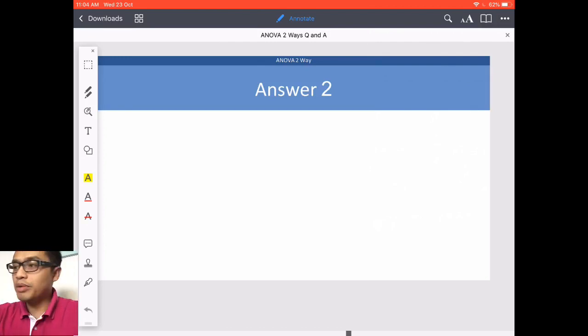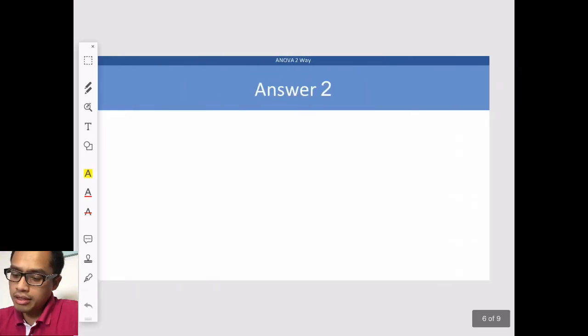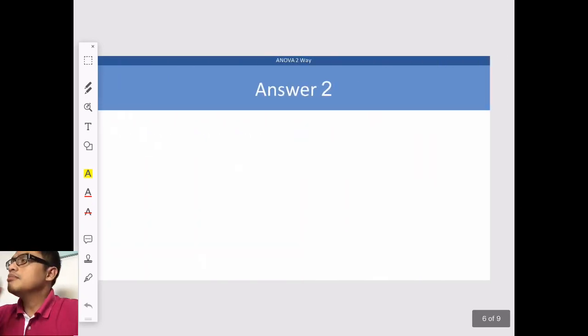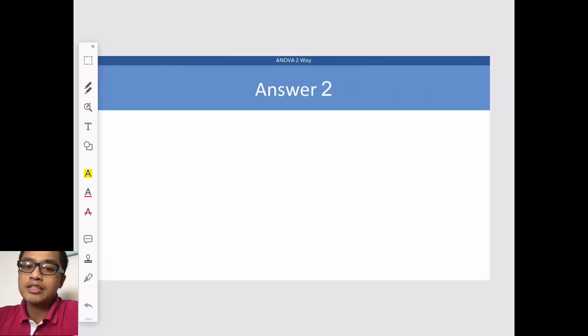Okay, on the next page, I will build the interaction graph. So we have two graphs to be built. Sometimes I ask, please draw a graph or sketch a graph, temperature against pressure or pressure against temperature. Since I didn't mention anything, let's build both of them, right?